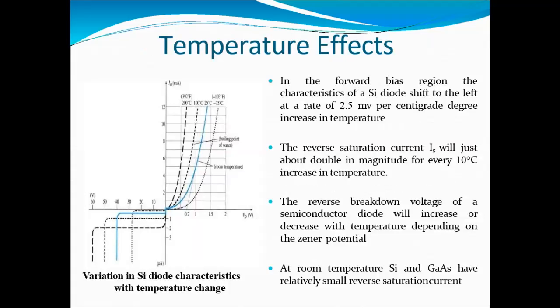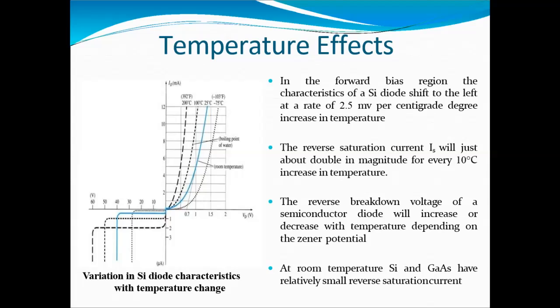Next, temperature effects in germanium and silicon diodes. So in forward bias region, the characteristics of silicon diode shift to the left at a rate of 2.5 millivolts per centigrade degree increase in the temperature. So whenever increasing the temperature, automatically the silicon diode is shifted to the left.